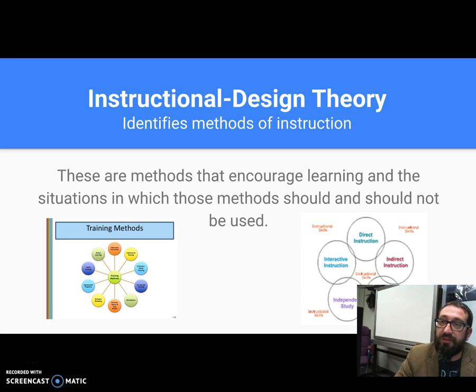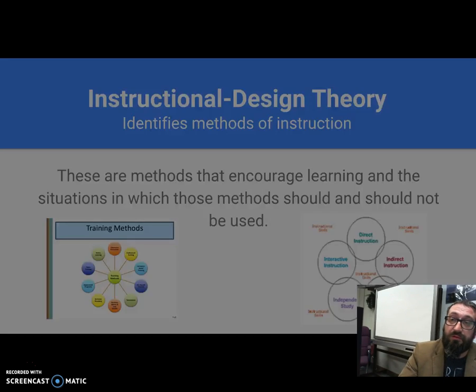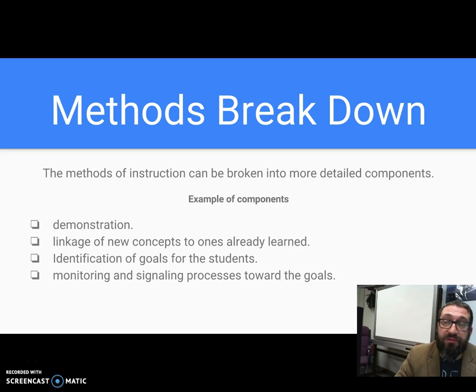Instructional design theory identifies methods of instruction. Those are methods that encourage learning and the situation in which those methods should or should not be used. Methods can be broken down into more detailed components. Here are some examples: demonstration, identification of goals for the student, linkage of new concepts to ones already learned.